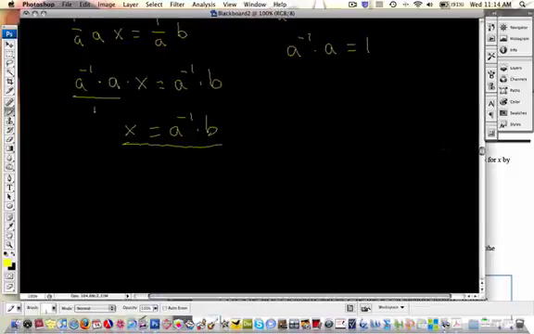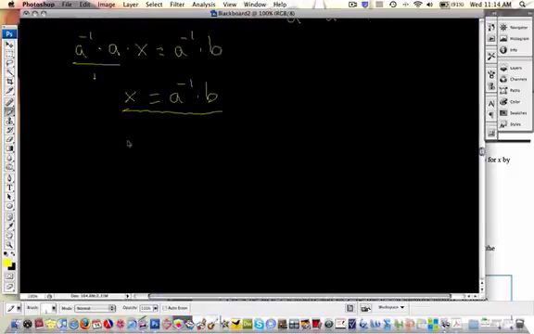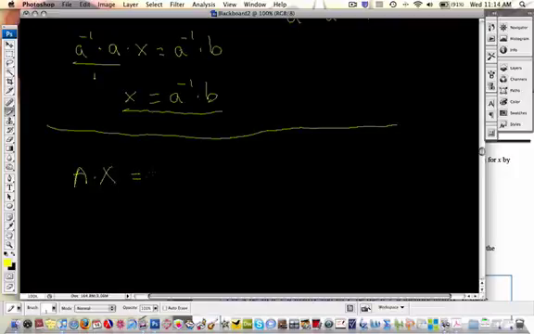Now we're going to do the same thing for matrix equations. So if I have a matrix equation, say matrix A times matrix X equals matrix B, and I want to solve this for matrix X, I can't divide both sides by matrix A because division isn't defined for matrices. But what I can do is multiply both sides by the inverse of matrix A, just like I multiplied both sides of the equation by the multiplicative inverse of the number a.